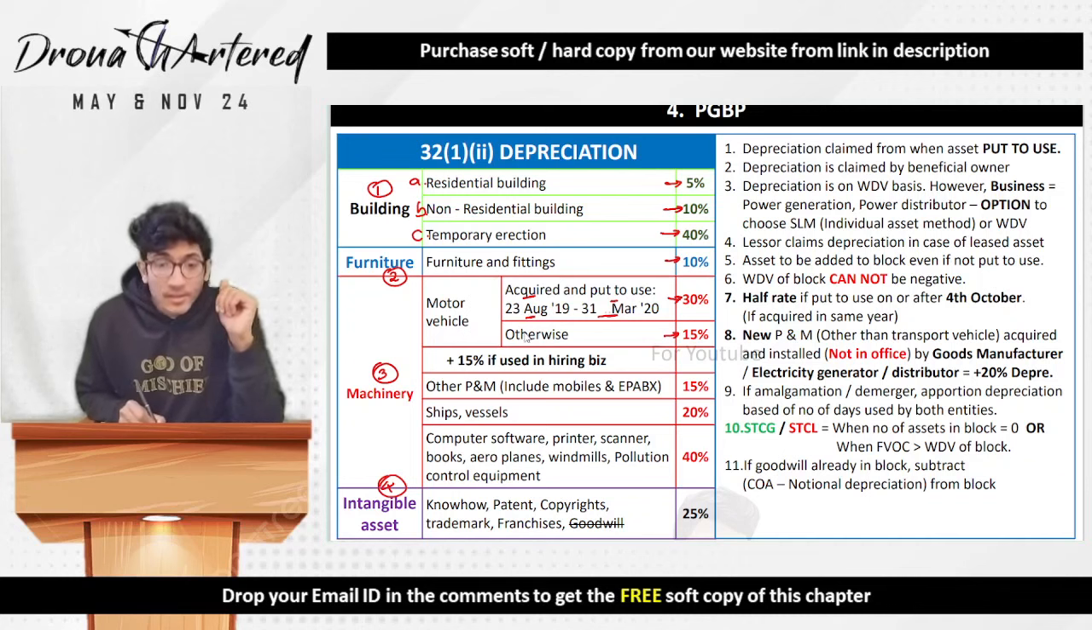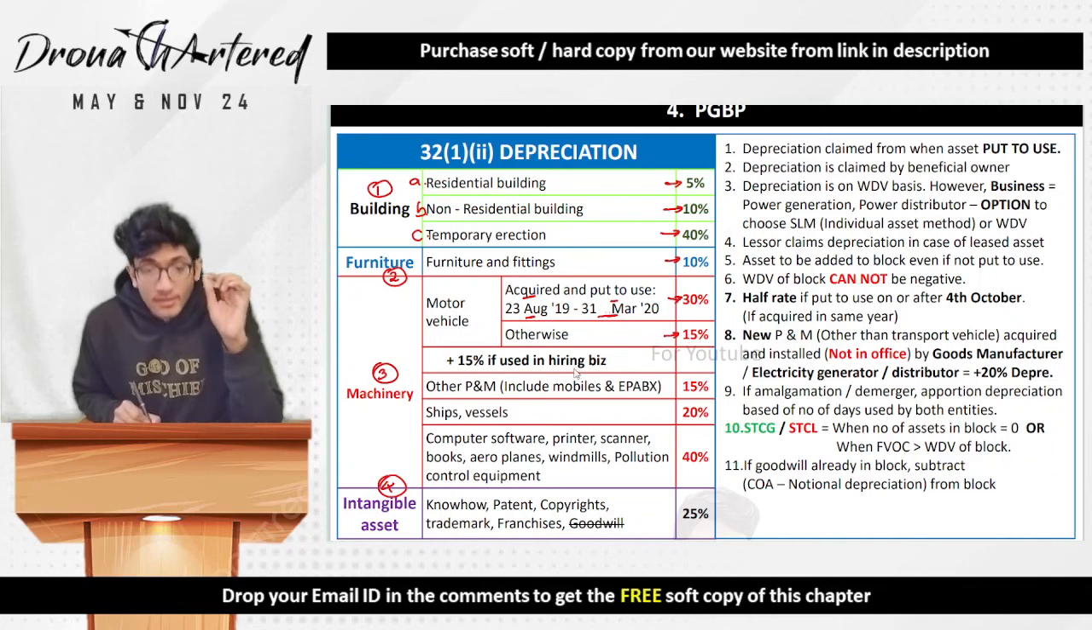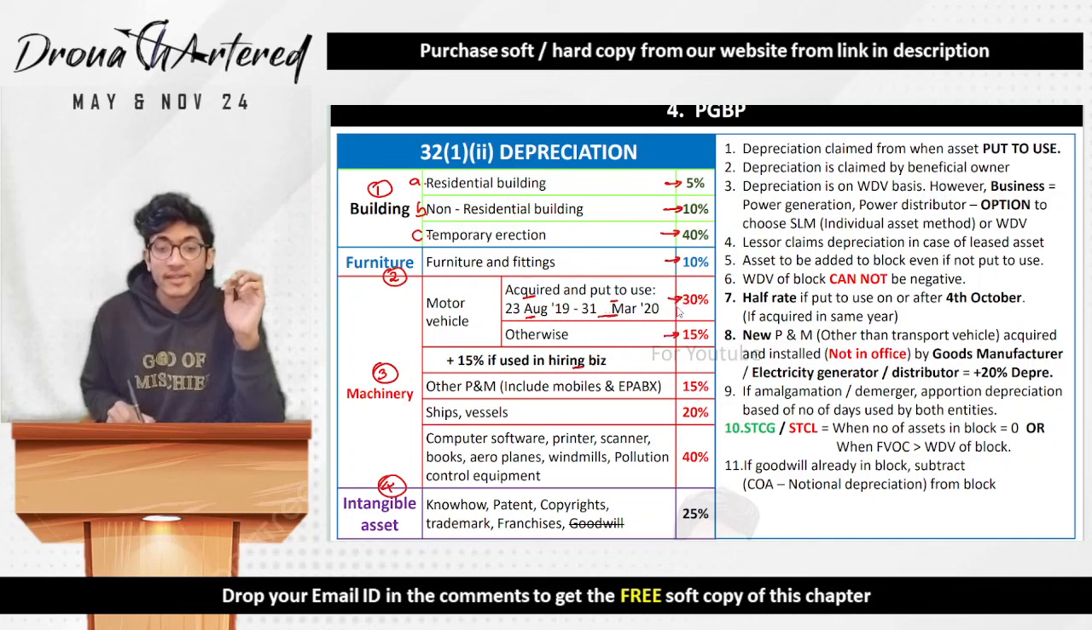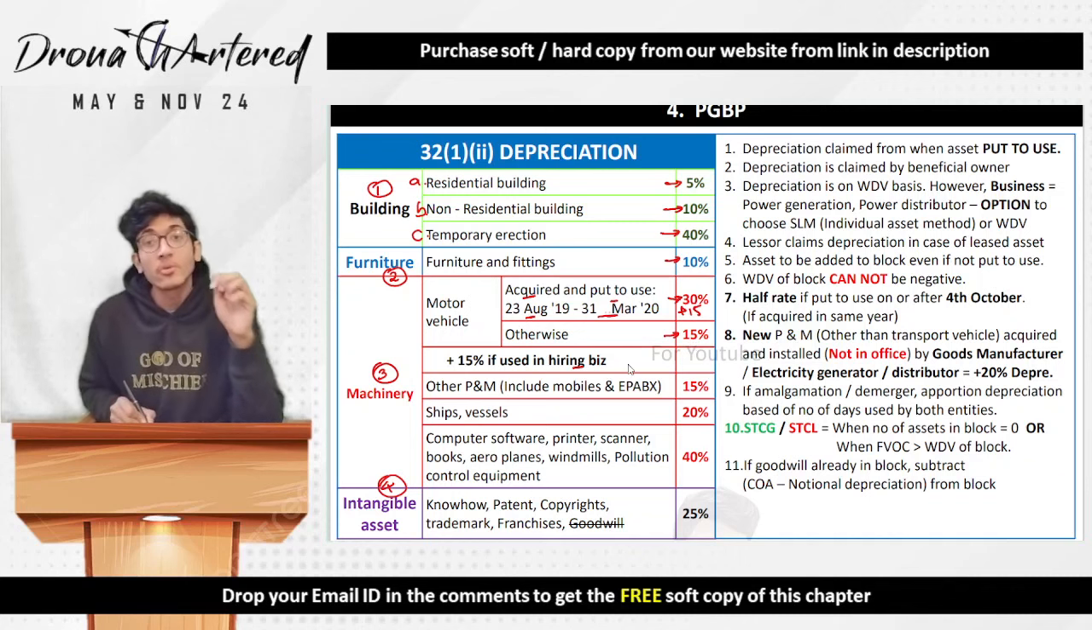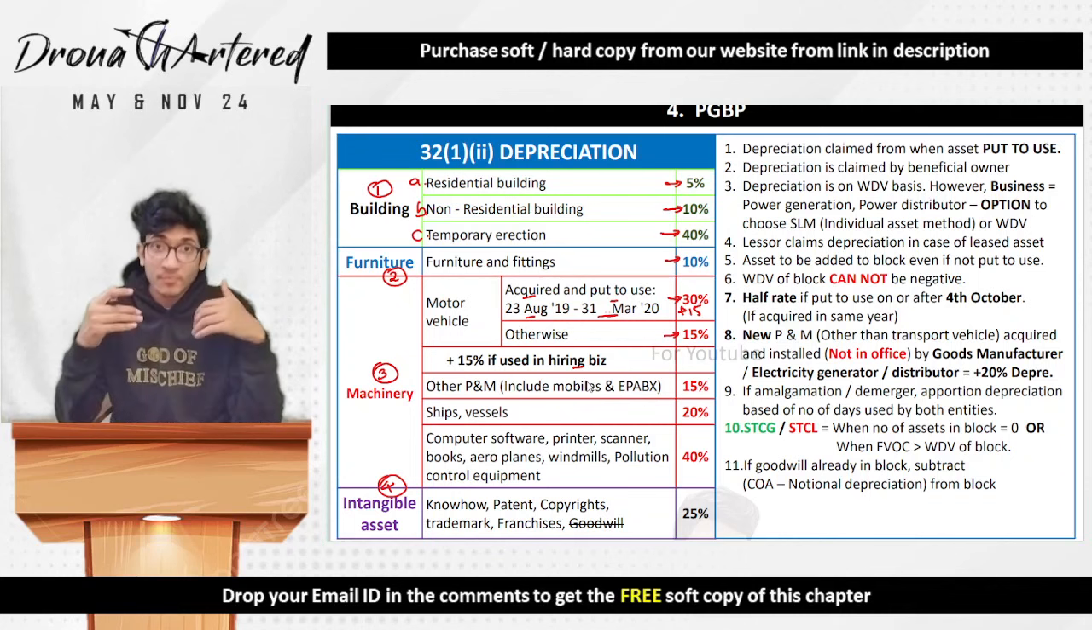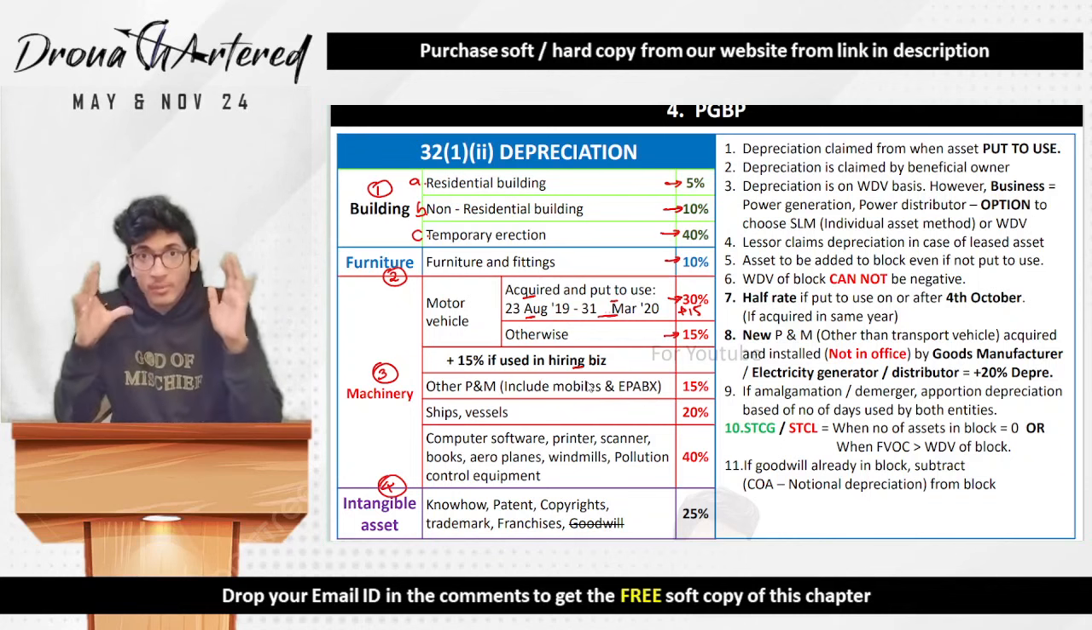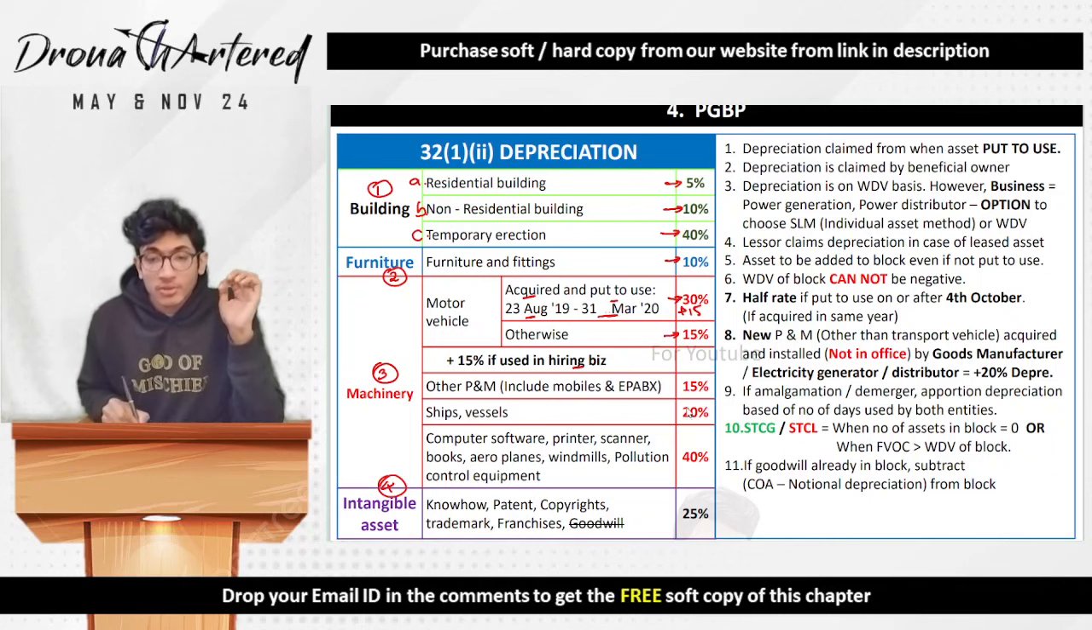If this motor vehicle was being used for the business of hiring, then 15% additional depreciation will be given. That means this 30% will become 45%, and this 15% will become 30%, only and only if it is used for hiring business. Any other plant and machinery, that includes your mobile, EPABX, all of this. I've included this because they separately mention this in questions. So you have to remember that this comes under machinery. So this is depreciated at the rate of 15%.